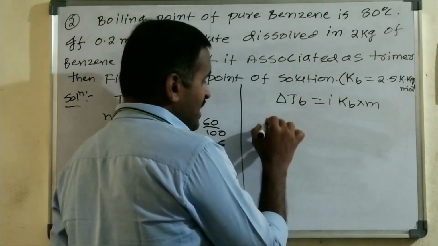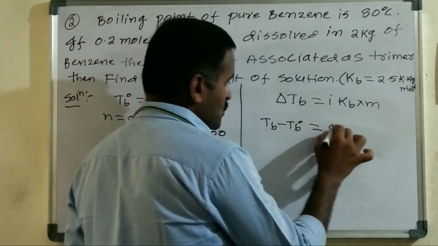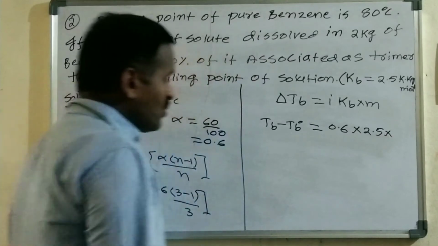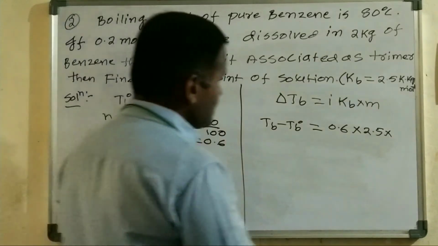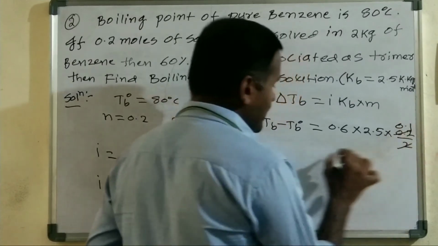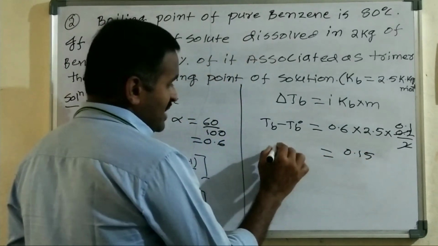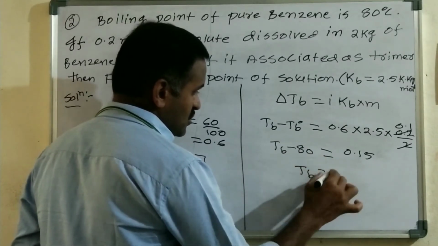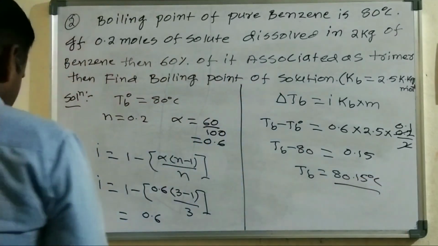Here Delta Tb can be written as Tb minus Tb naught, which is equal to 0.6 into 2.5 into molality. Molality is the number of moles of solute divided by the kgs given, 2 kgs. That means 0.2 divided by 2 kgs, this is 0.1, and after simplification we get 0.15. Tb naught they have given as 80, and so Tb is equal to 80.15 degrees centigrade. Okay, so this is done.